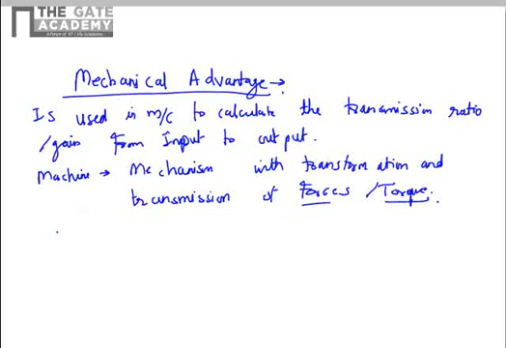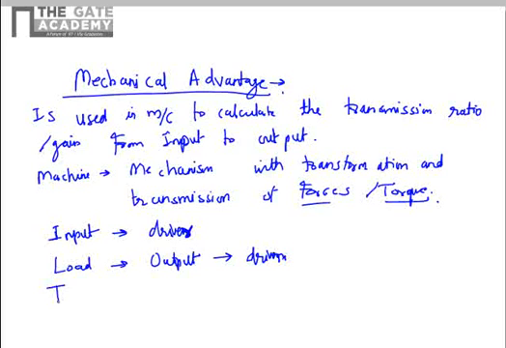So in a mechanism, you have an input, which is also called a driver, which drives the mechanism, and you have a load which is the output of the mechanism, the output force, output torque, and it is also called the driven link.